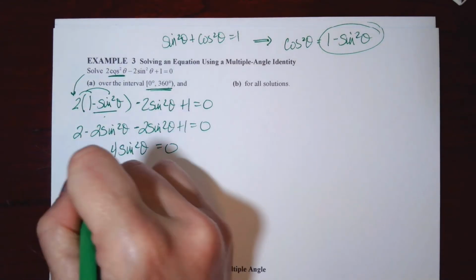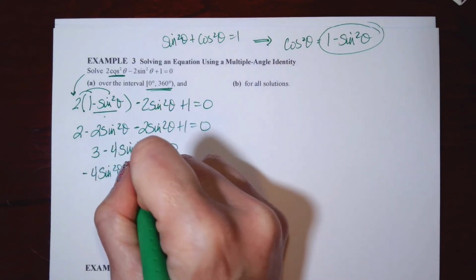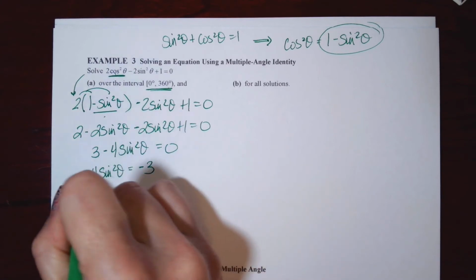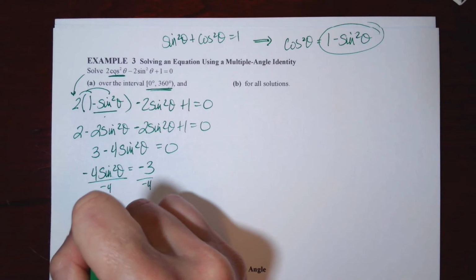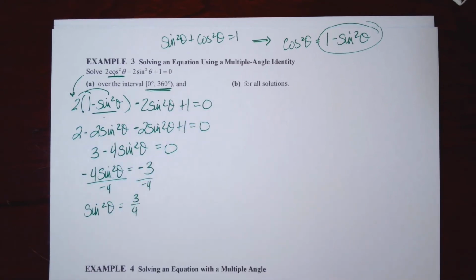Let's move that 3 over. So I've got negative 4 sine square theta equals negative 3, because I need to subtract the 3 to move it over. And then I'm going to divide by that coefficient negative 4. So sine square theta equals negative divided by negative is a positive.